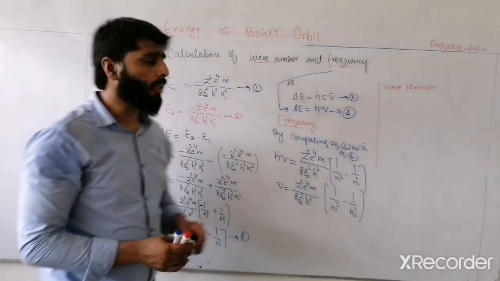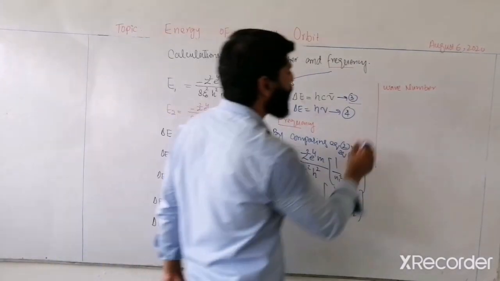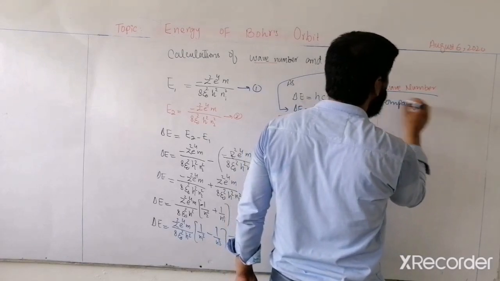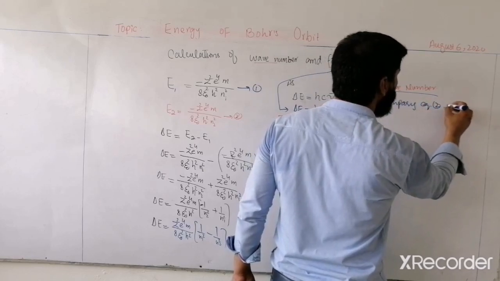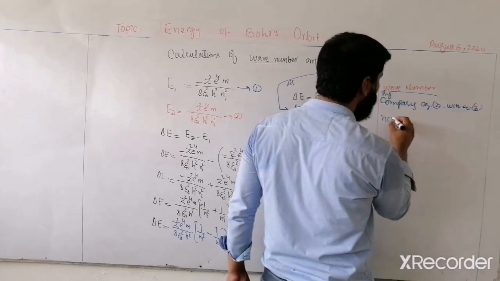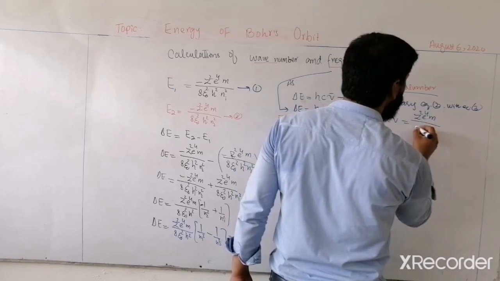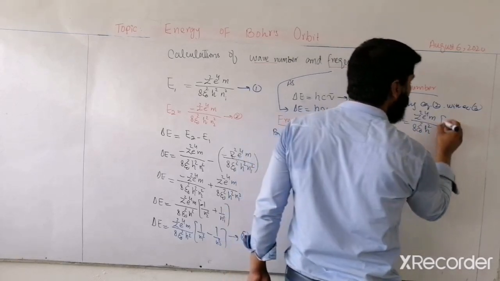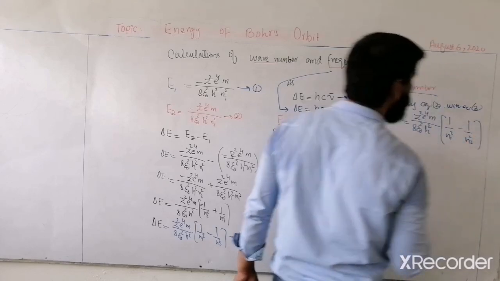In order to find the wave number, you can compare equation 3 with equation 2. By comparing equation 2 with equation 3, we will get h c nu bar is equal to Z square e^4 m divided by 8 epsilon naught square h square into 1 by n1 square minus 1 by n2 square.